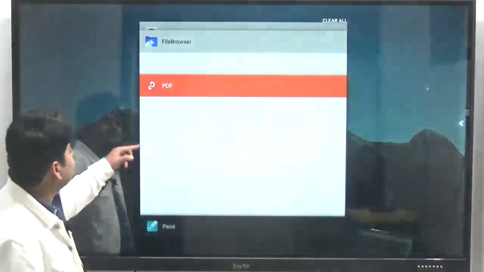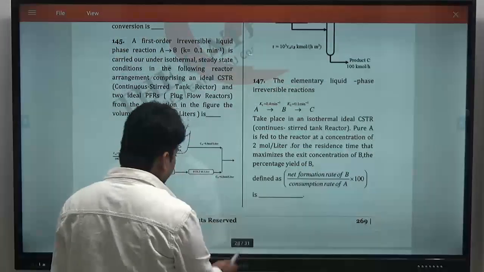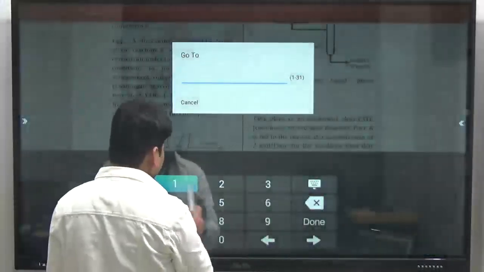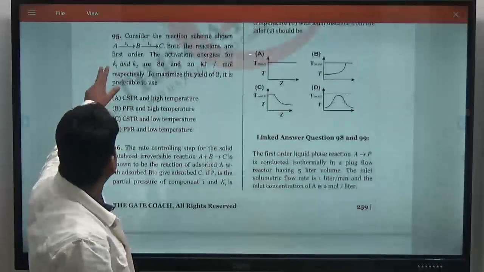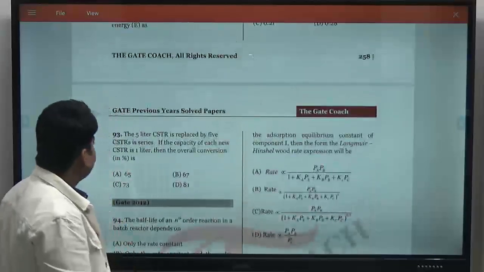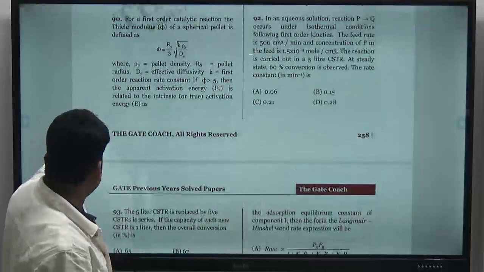ऐसे क्वेश्चन 93 भी कोई क्वेश्चन है क्या? 145 क्वेश्चन है तो 93 भी कोई क्वेश्चन होगा ही. कहाँ चले? 19 पे चलते हैं. चलो, और ऊपर आना था. Hmm, 93. The 5 liter C started. अच्छा, ये कॉमन डेटा होगा शायद.